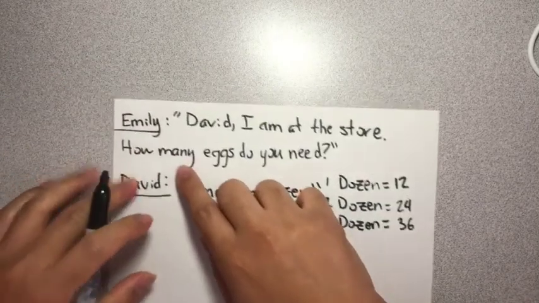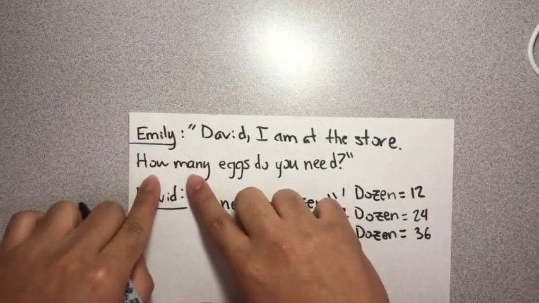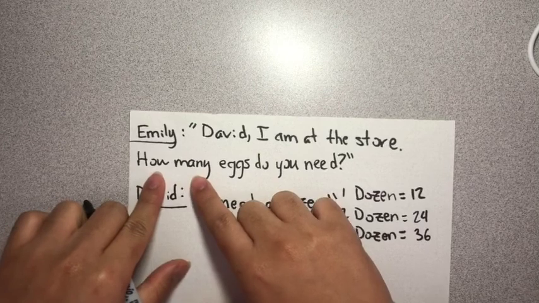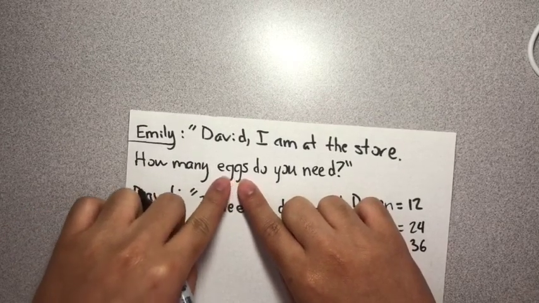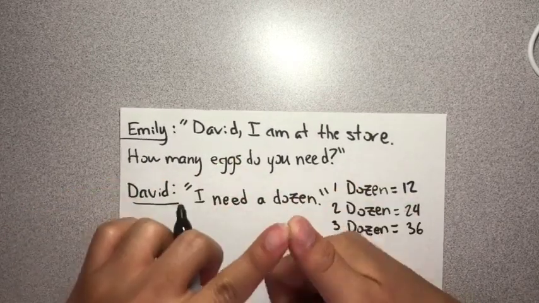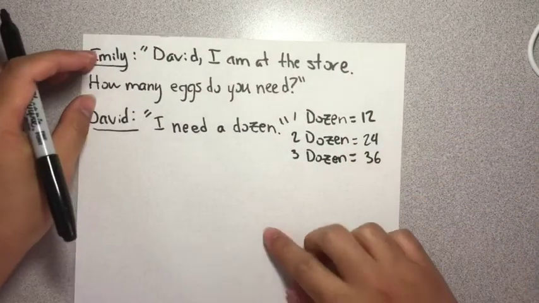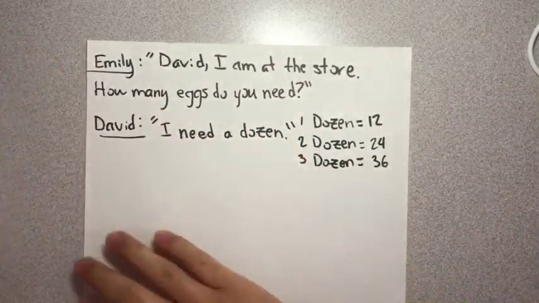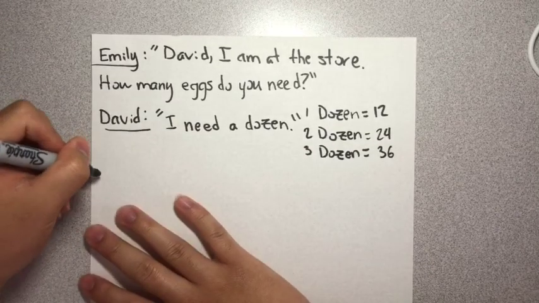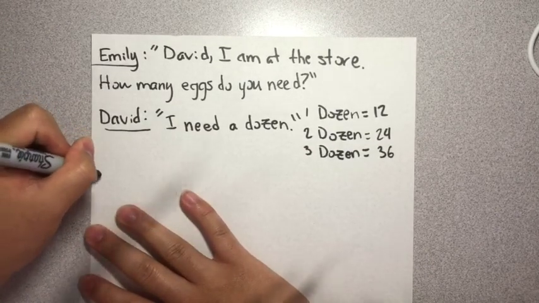And here, Emily asks, how many? She asks how many because eggs are something you can count. You can count 1 egg, 2 eggs, 3 eggs, 36 eggs. So she asks how many? Okay.